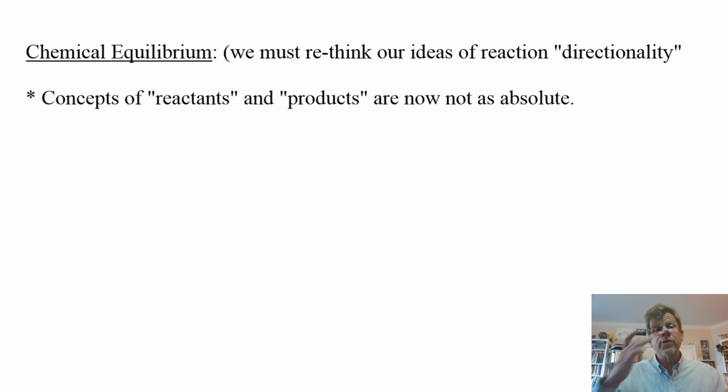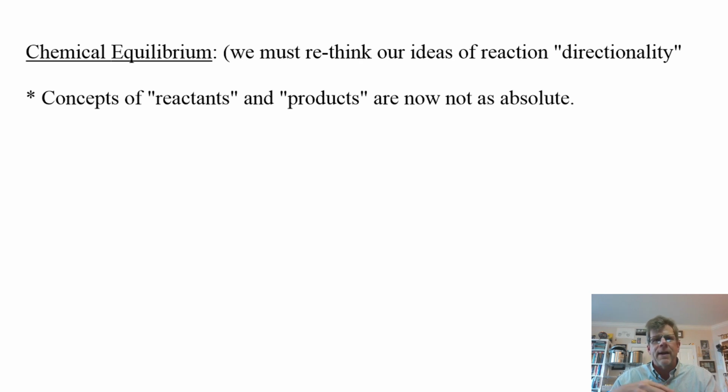So now we're ready to discuss what chemical equilibrium actually is. And in so doing, we have to rethink our concepts and ideas of reaction directionality. In a chemical reaction, we're always trained to have, well, here's our reactants, there's the arrow towards our products, it is one way. Well, remember when I said in class that directionality isn't absolute in a chemical reaction.